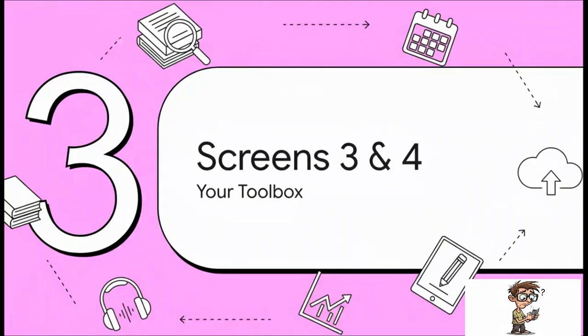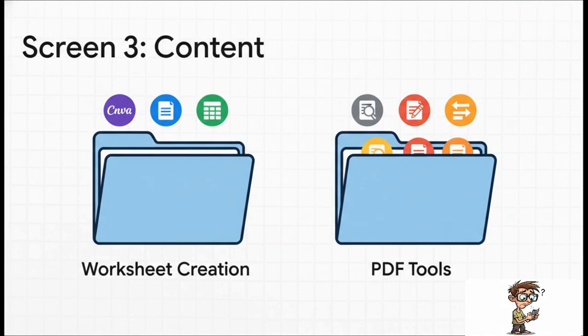Screens 3 and 4 are what I like to call your extended toolbox. They hold all the apps for less frequent but still super essential tasks. They're organized, out of the way, but still really easy to find when you need them. So Screen 3 is all about creating and managing your teaching materials. You'll have one folder for worksheet creation with apps like Canva, Docs, and Sheets, and then a second folder dedicated to all your PDF needs, a scanner app, an editor like Adobe Acrobat, and converters. Everything you need to build and manage your content is right here.